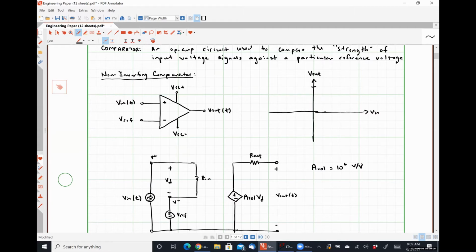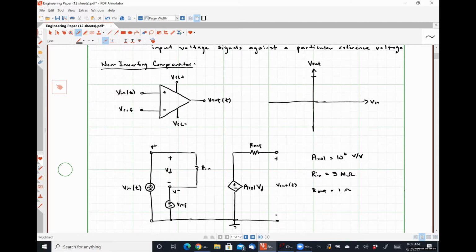Let's say that we're working on a circuit where our open loop gain, AVOL, is 10 to the 6 volts per volt. Our input resistance, Rin, is 5 megaohms. And our output resistance, Rout, is 1 ohm. And our reference voltage, Vref, is equal to 1 volt. Okay.